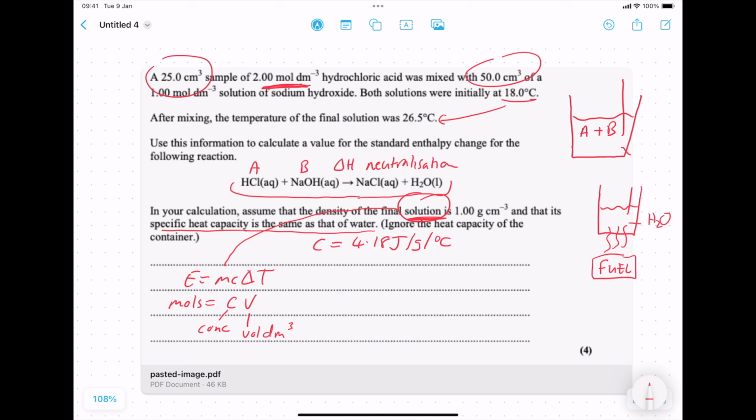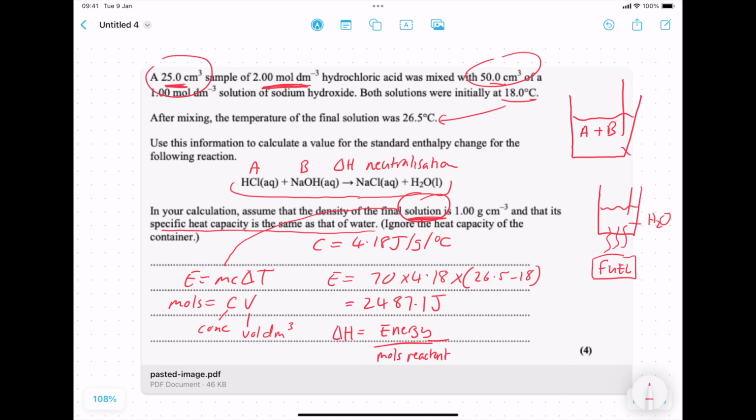Let's go and work out the energy. So E equals mc delta T. So therefore E equals the mass of the solution, which is 25 of the acid added to 50, is 75, times 4.18 times temperature change of 26.5 minus 18 gives us. Next thing we need to do is work out the enthalpy. And if you remember what I said in the last video, the enthalpy change is the energy divided by the moles of the reactant.